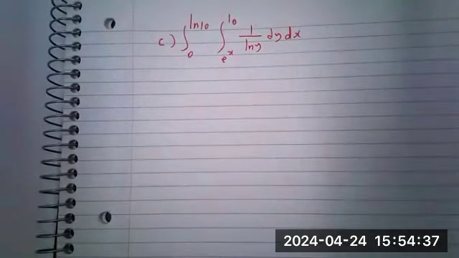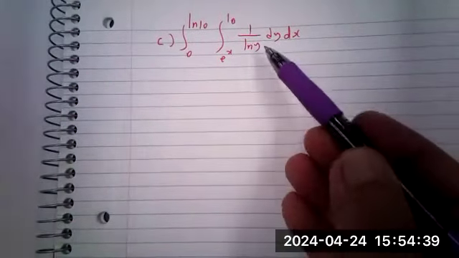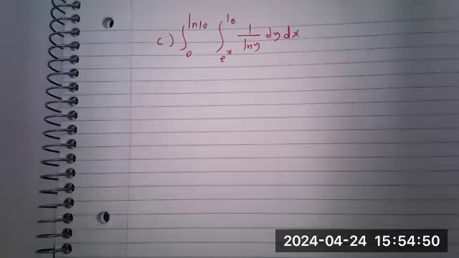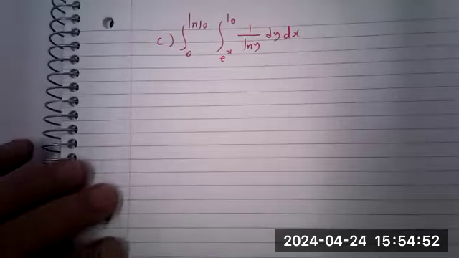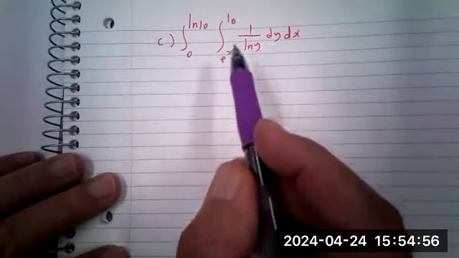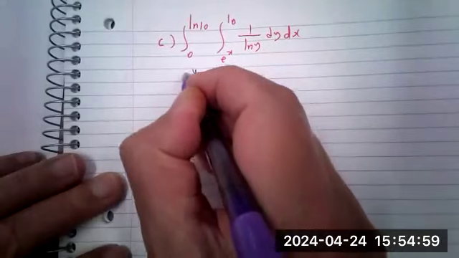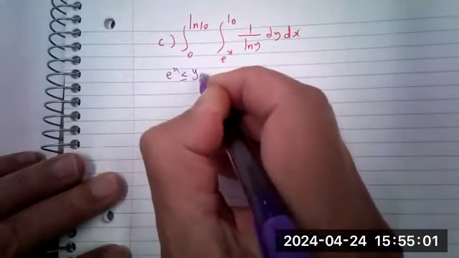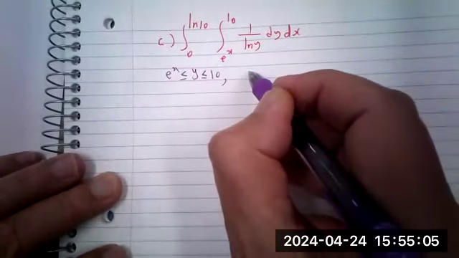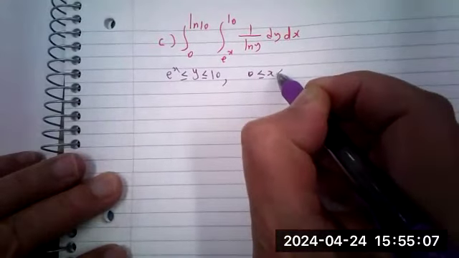Again, if you want to integrate as is, it's not possible. You won't be able to do it with u substitution because you don't have the u prime. To be able to do it, u prime would be 1 over y. So we want to reverse it and check to see what we have. Over here, they start with the y, so y is between e to the x and 10, and then x is between 0 and ln of 10.